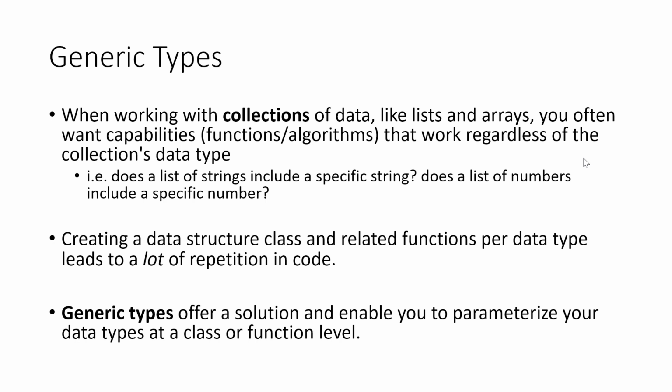The big idea here is that generic types offer a solution that allows us to parameterize our types at the class or function level. That's a pretty loaded sentence with a lot of terminology in it. But the idea is, just as we can give a function some parameters so that the function can take different kinds of inputs and still work, what if we could parameterize a class? For example, we might have a node that can hold strings, or the same node could hold numbers.